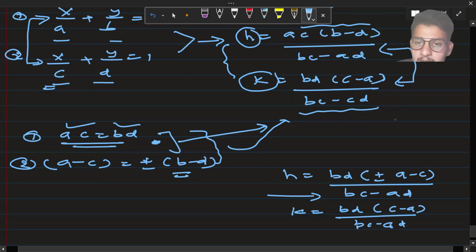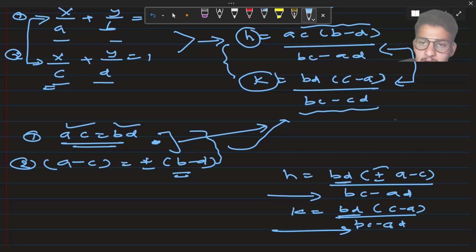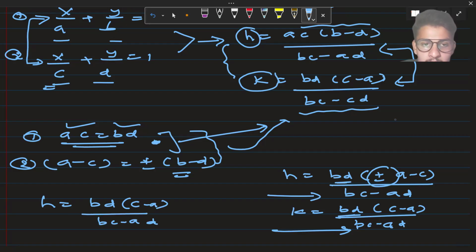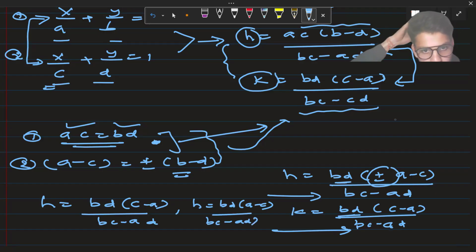You can see BC minus AD is below also, BD is also there, and either plus or minus. Okay, this is very important. So H is equal to BD(C minus A) upon (BC minus AD), and H can also be BD(A minus C) upon (BC minus AD). This can be both, but K is only BD(C minus A) upon (BC minus AD).